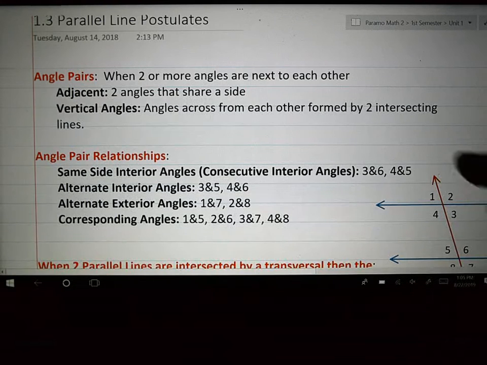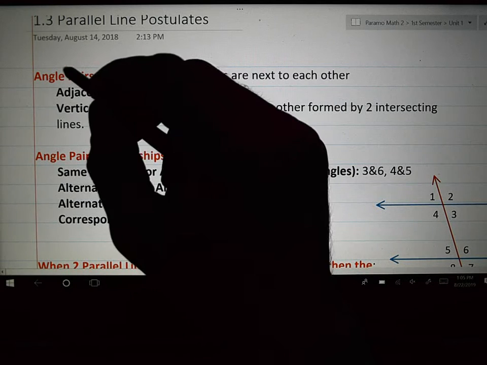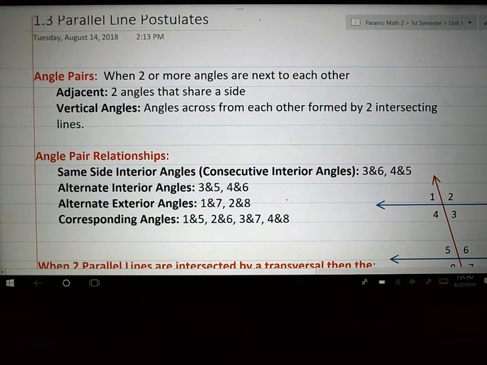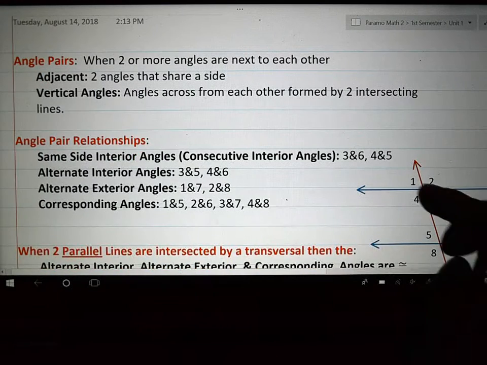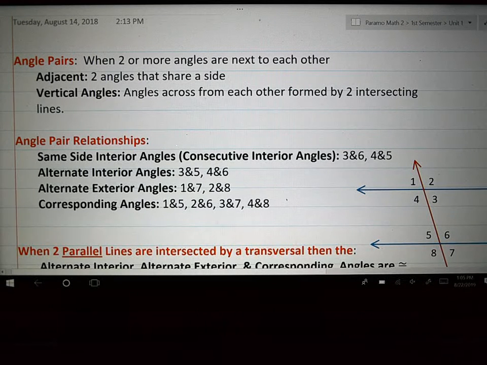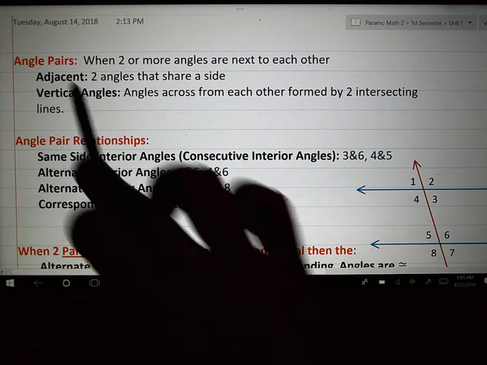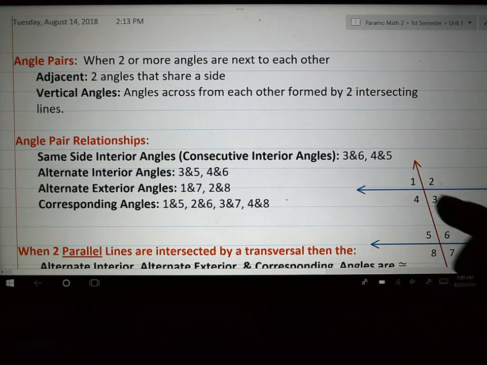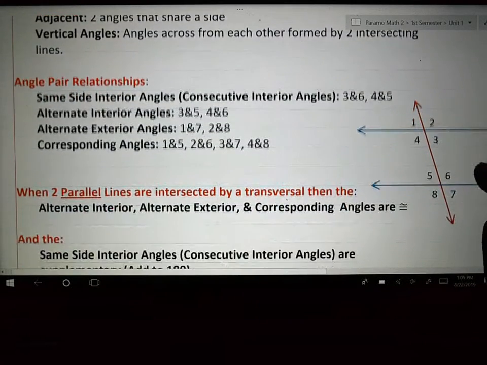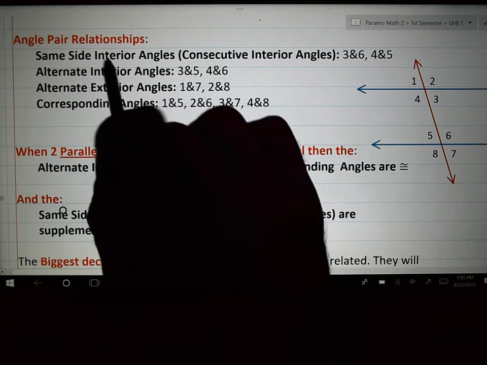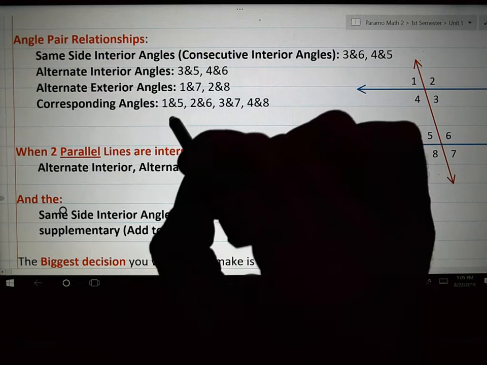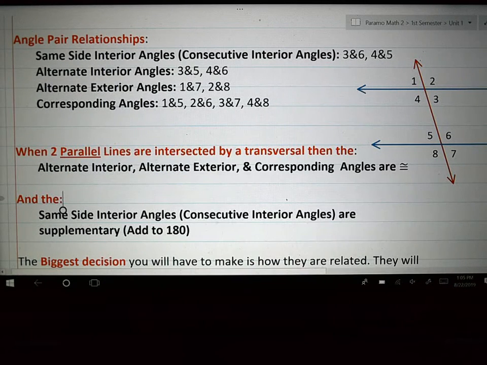Wonderful. What we talked about last time, things that you were supposed to remember: what does adjacent, what does vertical mean? We talked about how adjacent angles were ones that were next to each other, sharing a side and sharing a vertex. Vertical angles, on the other hand, were across from each other, like 1 and 3 and 2 and 4. We also said that you had to know what the names of each of these things were.